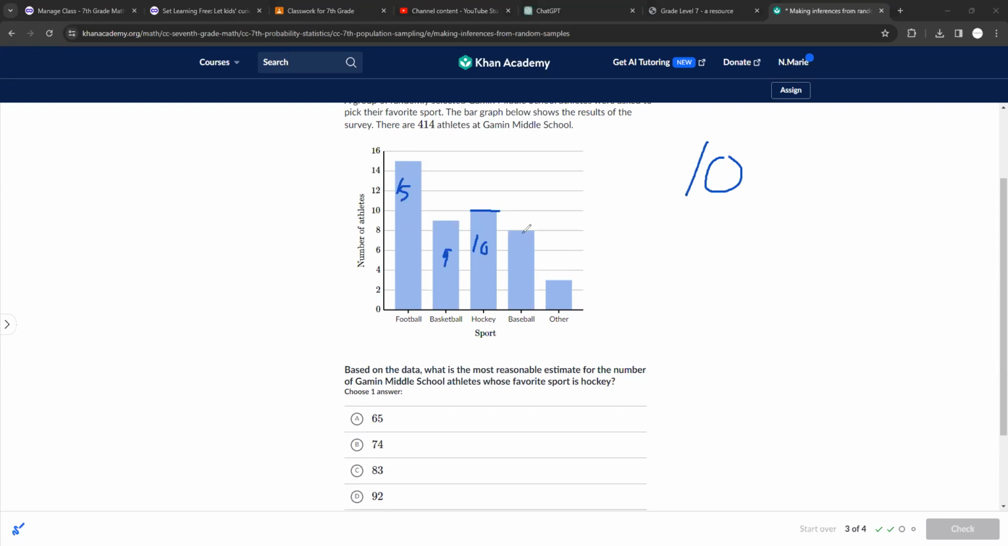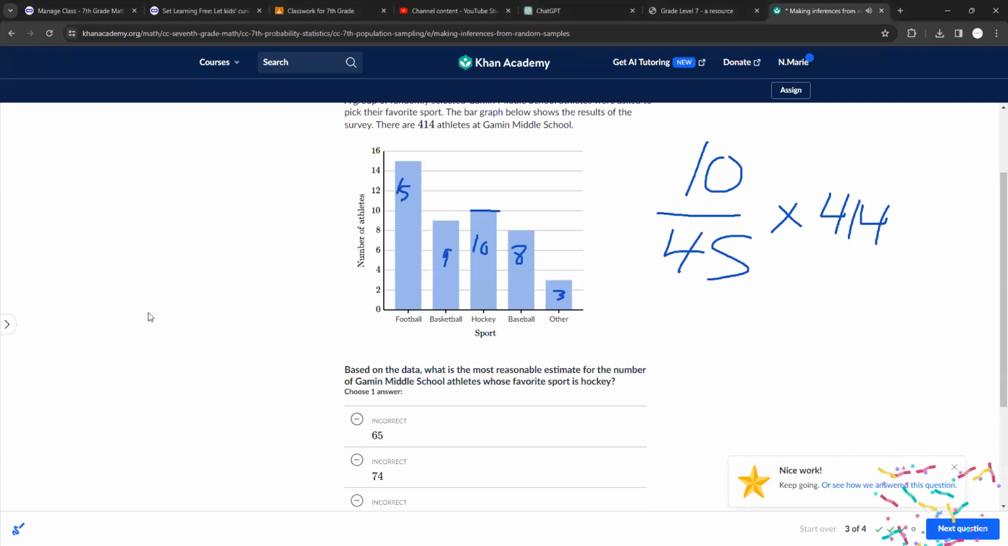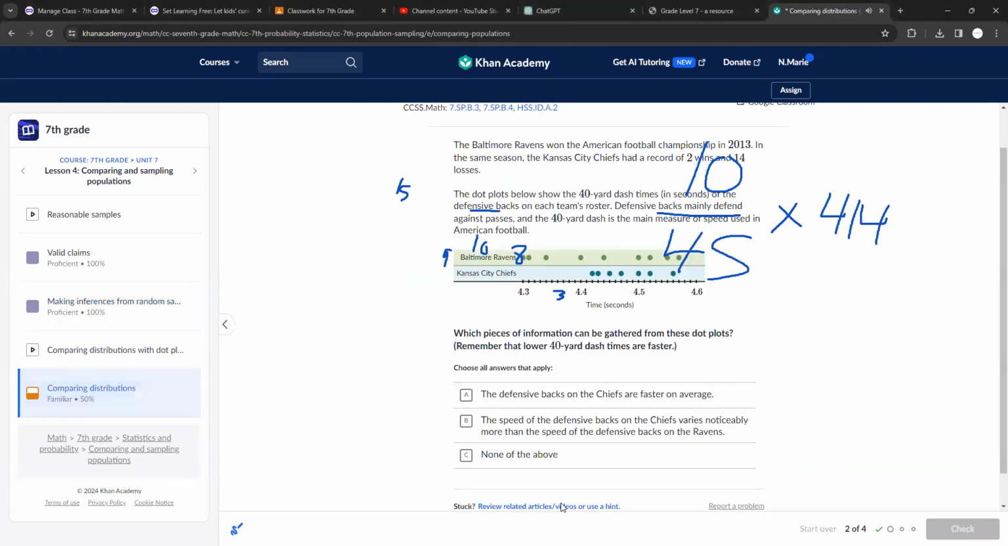And this is a histogram. You should know how to read this from 6th grade math. This is an 8, and that's a 3. All right, so if I added all those together, 15 plus 9 plus 10 plus 8 plus 3 gets me 45. And so if I multiplied that by the number of athletes, I would get 92. About 92 of them would like hockey. Very simple.